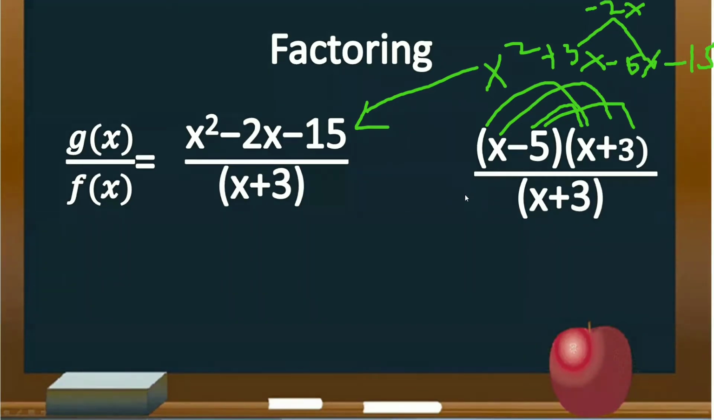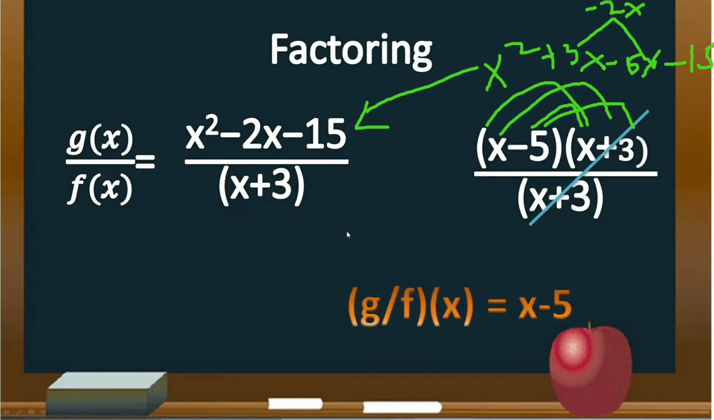The next step is we need to cancel out the common factor. One of the common factors of the numerator and the denominator is x plus 3. So cancel it out and then simplify the function. We are left with x minus 5 in the numerator. So the answer here is x minus 5.